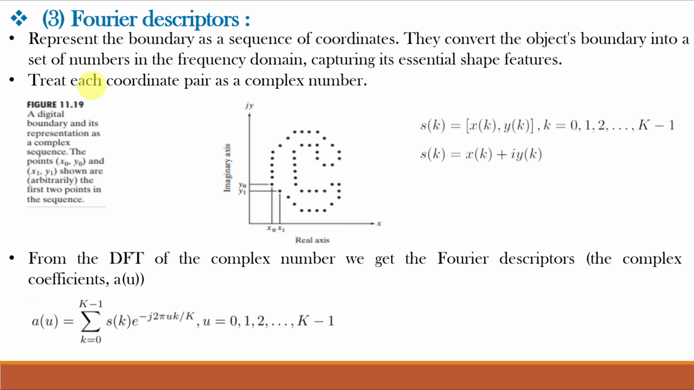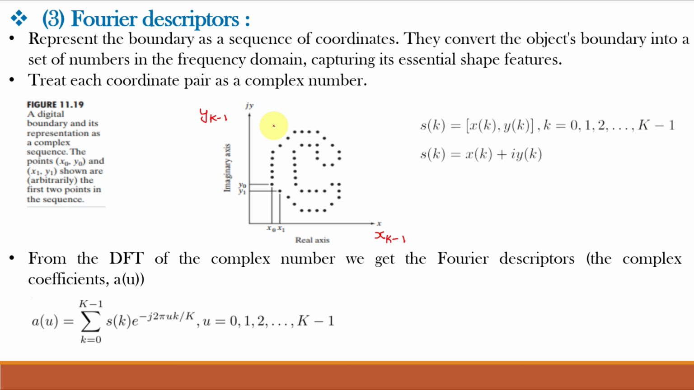Fourier descriptors treat each coordinate pair as a complex number. Consider a Cartesian plane like this, where the x-axis is the horizontal axis and the y-axis is along the vertical direction. In this digital boundary there are several coordinates such as x0, x1 up to xk minus 1. Similarly, y0, y1 up to yk minus 1. So the last value will be xk minus 1, yk minus 1. That is, we have in total capital K points.